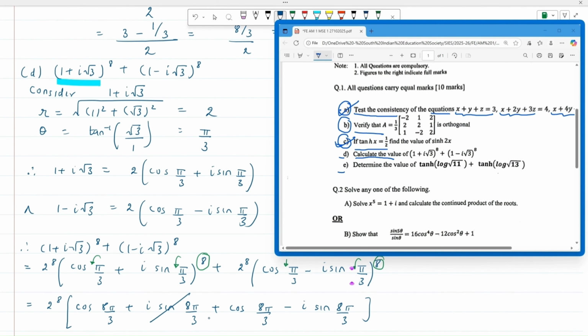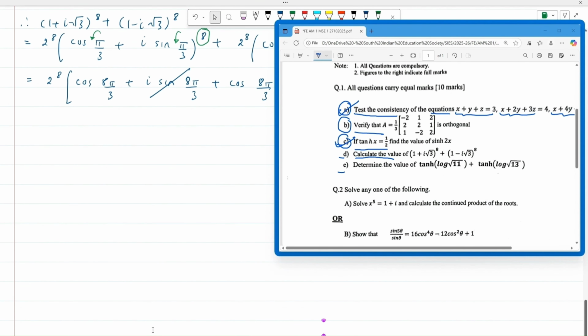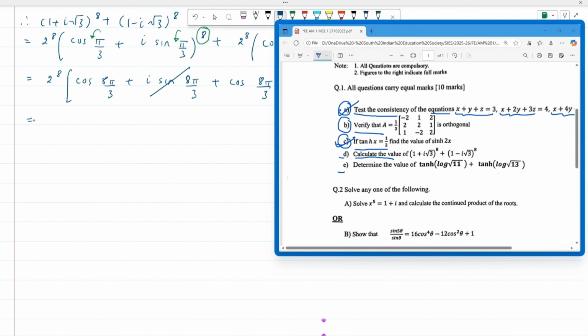And we can get rid of the imaginary section. Thus we only have 2 raised to 8, and since both the terms are the same, this is going to be 2 times cos of 8 pi by 3. So that's 2 raised to 9, and cos of 8 pi by 3 happens to be negative half. So this becomes negative 2 to the power 8. You can leave it like this, or you can simplify the power of 2 raised to 8. So that's question D for you.